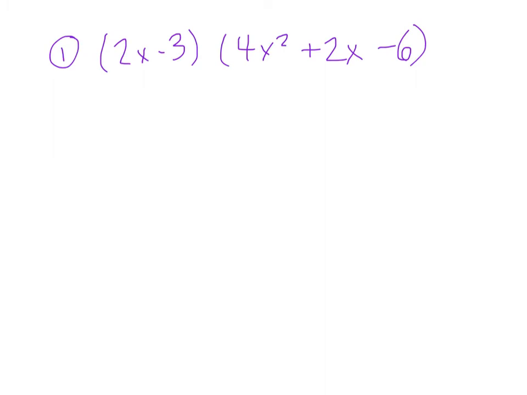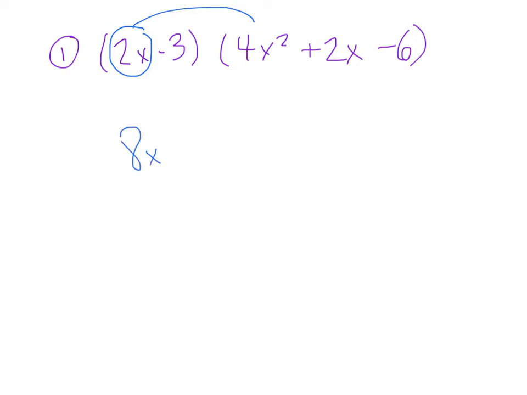Here's our first problem. So we have 2x minus 3 times 4x squared plus 2x minus 6. So our first thing, we're going to take our 2x and we're going to distribute it. We have to distribute it to all the terms in the second parentheses. So first I'm going to take the 2x times the 4x squared. So remember, we multiply our whole numbers first. So 2 times 4 is 8.